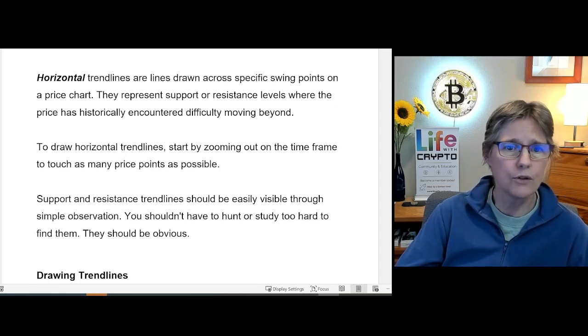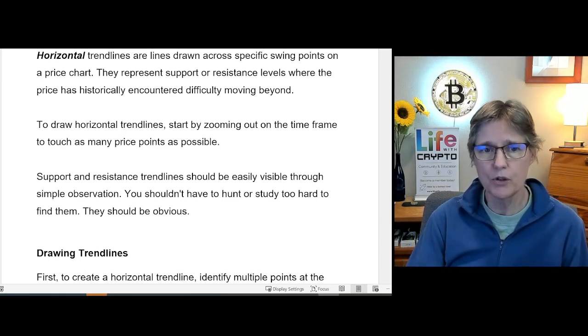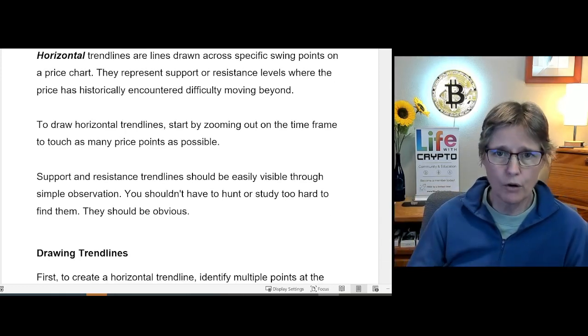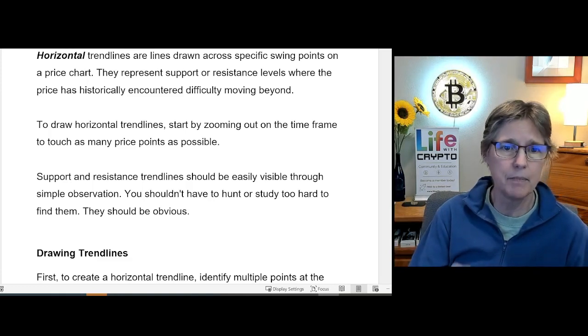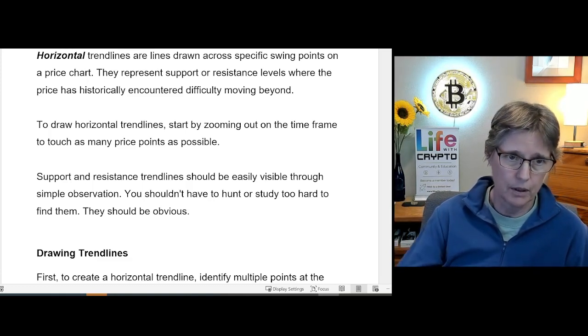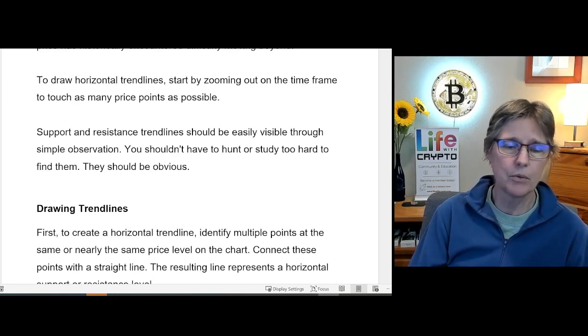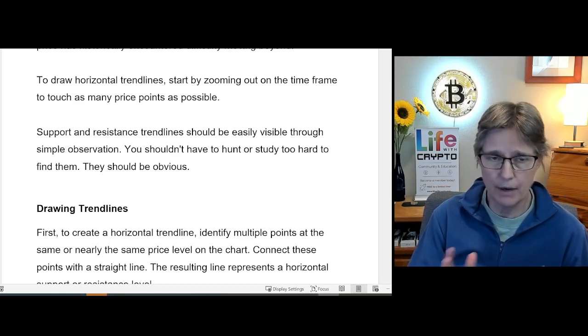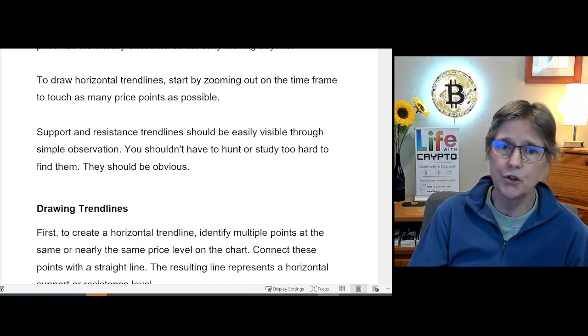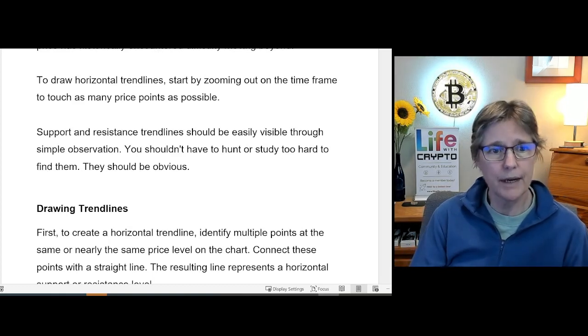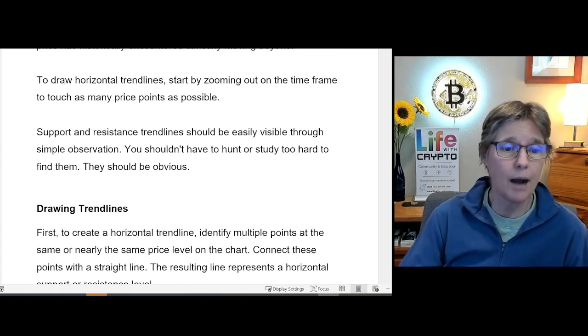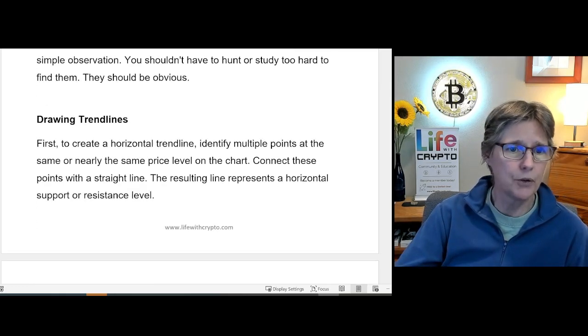To draw horizontal trend lines, you always want to start by zooming out to a longer-term time frame to touch as many price points as possible. Support and resistance trend lines should be easily visible through simple observation. You don't have to hunt and peck for them. You shouldn't have to hunt or study too hard to find them. They should be obvious.